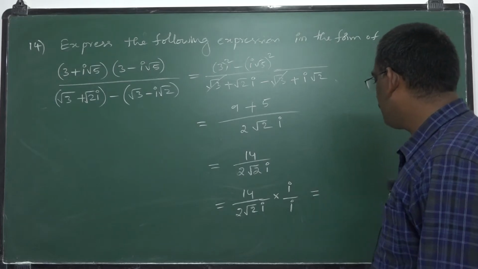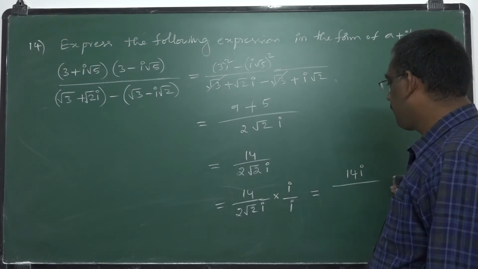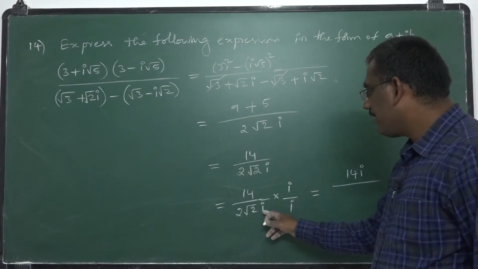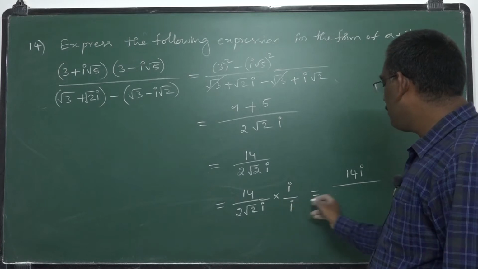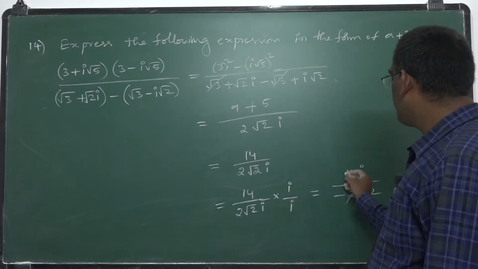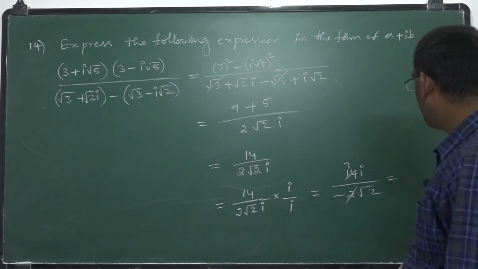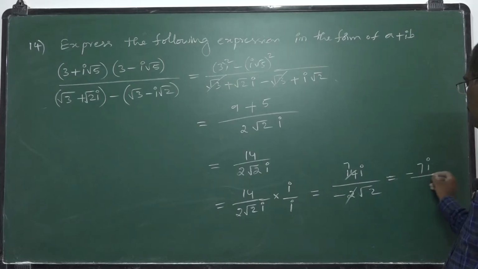This will be equal to 14i by 2 root 2 i square. i square is nothing but minus 1. So 2 root 2 into minus 1 is minus 2 root 2. So 2 ones, 2 sevens. So this will be equal to minus 7i by root 2.